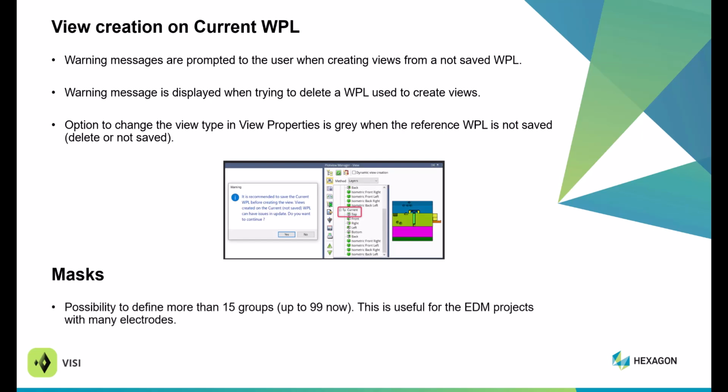Within masks, it is now possible to define more than 15 groups, up to 99 now. So this would be useful for the EDM projects with many electrodes.